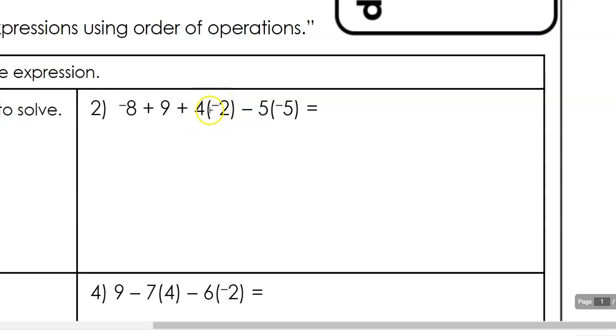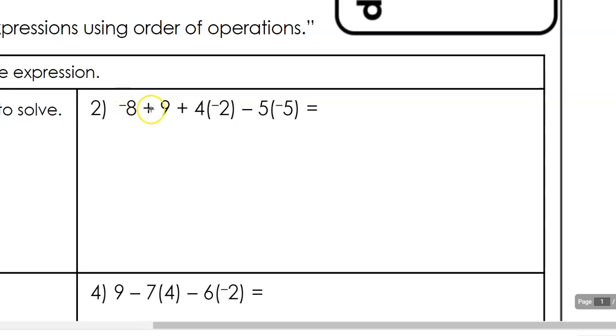So you would multiply this together. Same here. This is -5. You would multiply this -5 times this -5. So we don't have operations within the parentheses. Then we have exponents. We don't have exponents in this problem either. So then we move on to multiplying and dividing in order from left to right.